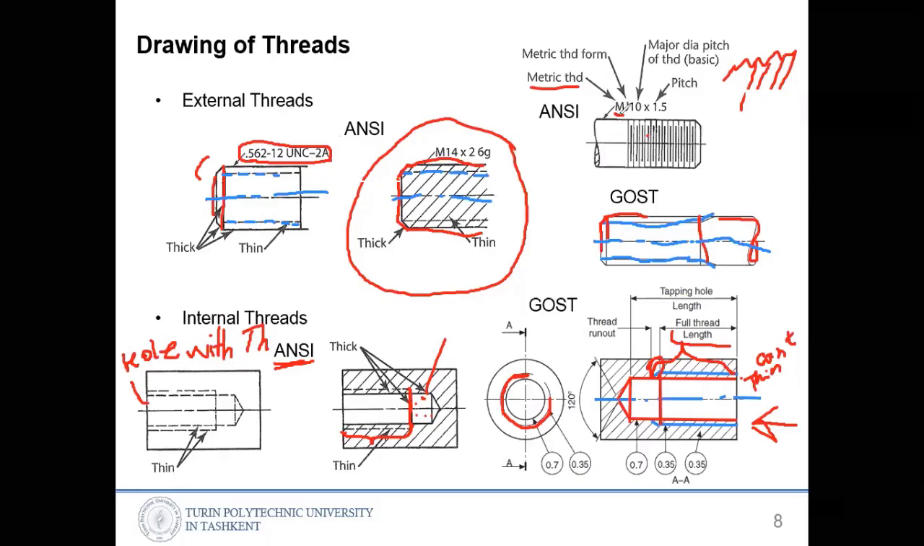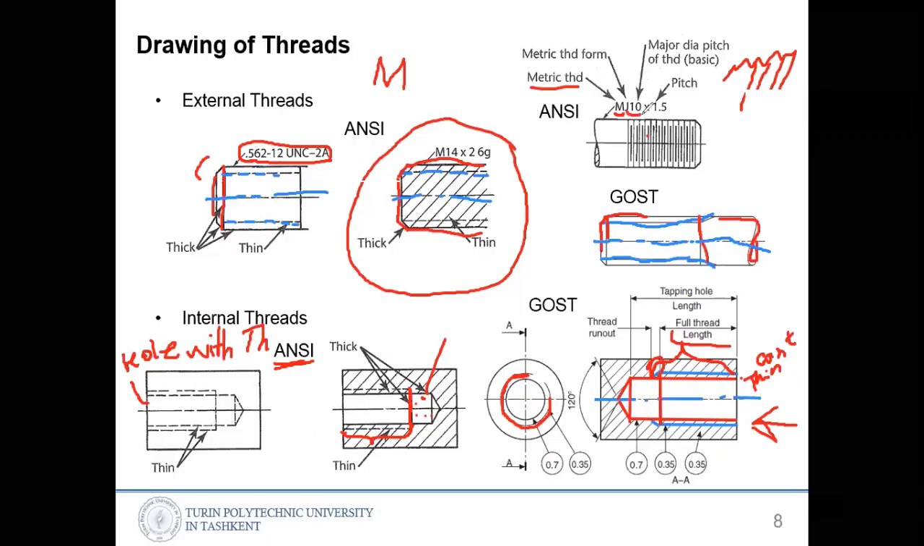In our course, we are using metric every time. In our country we use metric, and CIS countries and all European countries are using metric. That's why we are learning metric threads. Metric thread starts from the character M. There are types of metric thread form, style, with a J or different characters, but mostly we just have the M character without any J.